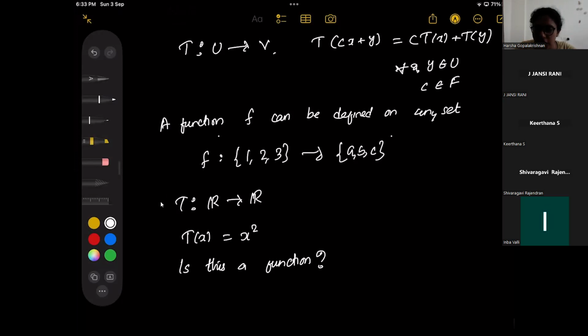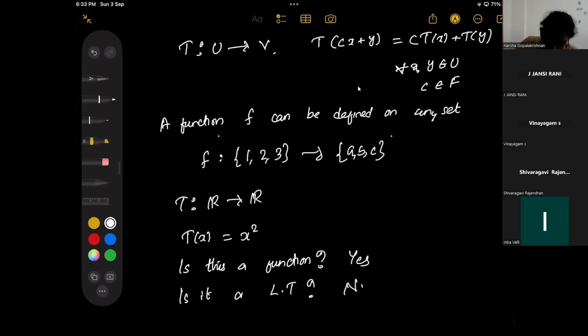Okay, this is a very trivial question. Anyone can answer. Yes, ma'am, it is a function. And is it a linear transformation? No, ma'am. No. You can just take any example.